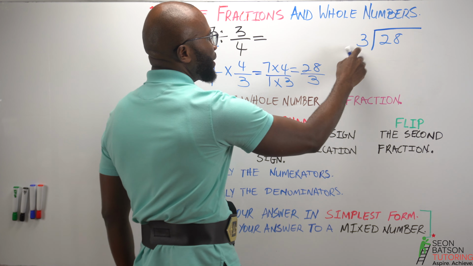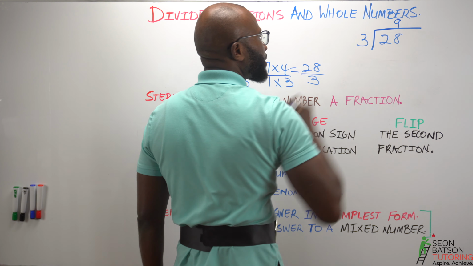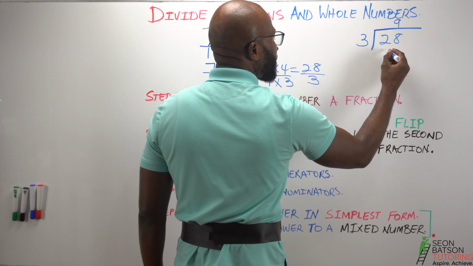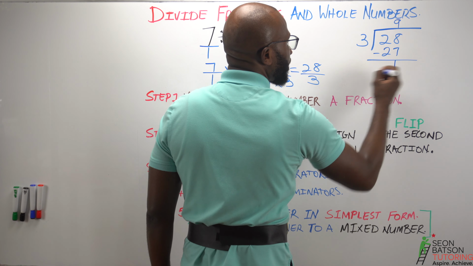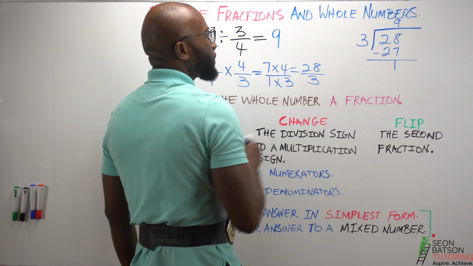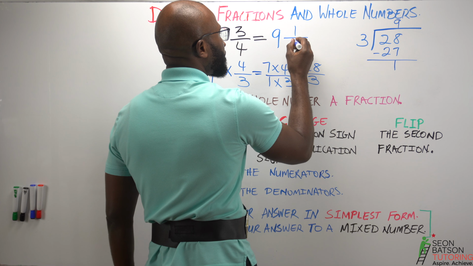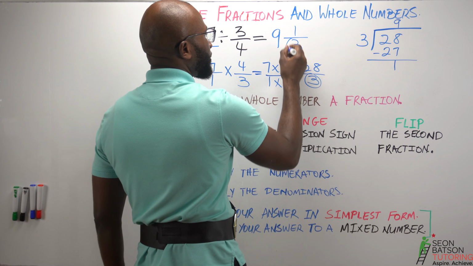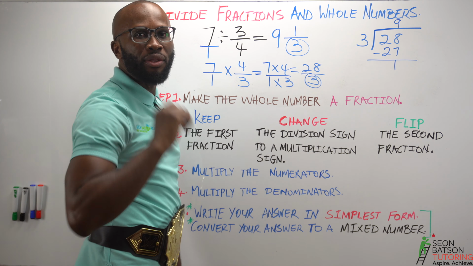How many times can 3 go into 28? 9 times. Yes? Because 3 times 9 is 27. You subtract and you get 1. The 9 on top of the house, that's our whole number. The remainder 1 is our numerator. And the 3, the denominator, stays the same. So our final answer is 9 and 1/3.